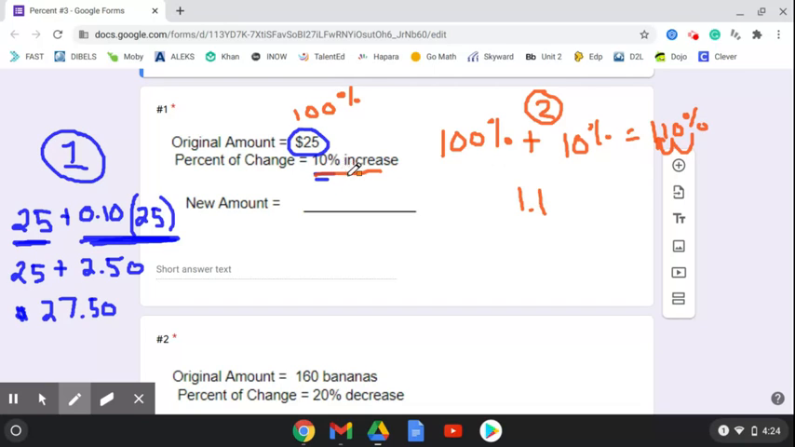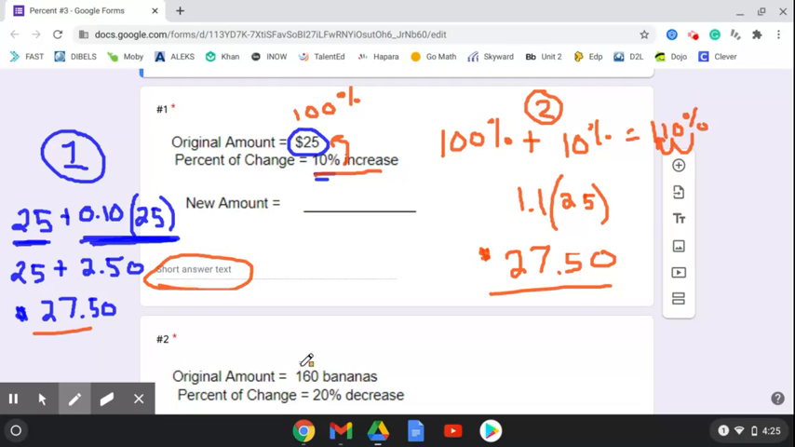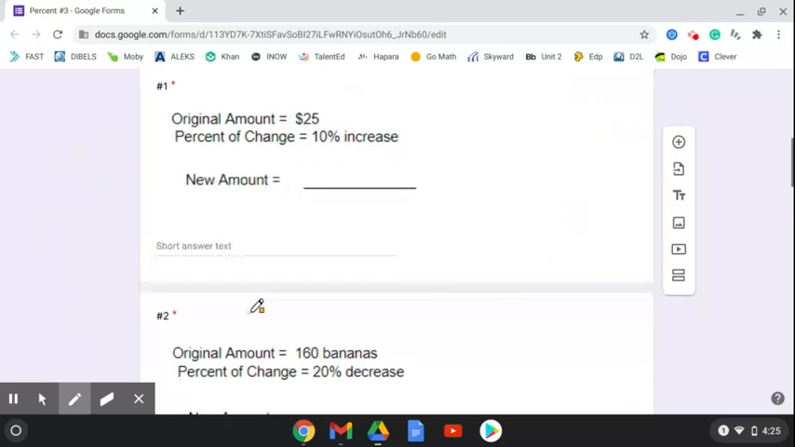And if you're paying a 10% increase on this price, that means you're paying 110% of the original. So 1.1 times the original amount of 25, guess what 1.1 times 25 is? $27.50, right? So either way, you're going to get the same answer. That if you start with $25 and increase it by 10%, you're paying $27.50, right? So put $27.50 into the text box.